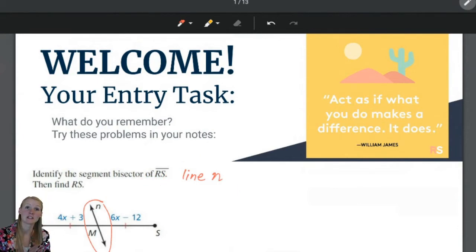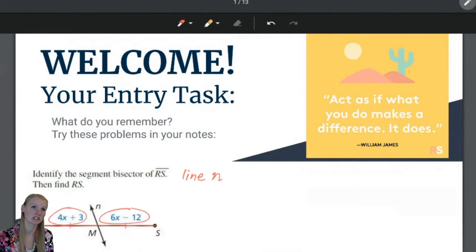Okay, so we have identified the segment bisector of RS. Now, we want to find RS. And remember, when you don't have the line above it, it means that you want to find the length, the length of segment RS. So, I know that RS is this length right here. It is 4x plus 3 and 6x minus 12 put together. But that doesn't help me because I don't know what x is. So I need to be able to find what x is.